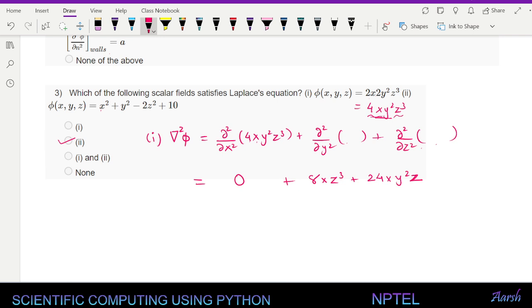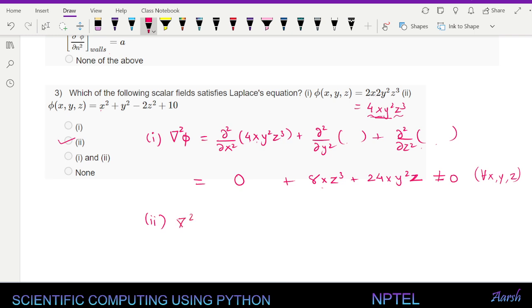Okay, and clearly this is not equal to 0. What do I mean by that? For all x, y, z, this has to be 0 for all of them. Just some solutions won't work. So clearly if x is equal to y is equal to z is equal to 1, for example, then it's non-zero. So that does not satisfy Laplace equation, which means that will never be a solution to Laplace equation.